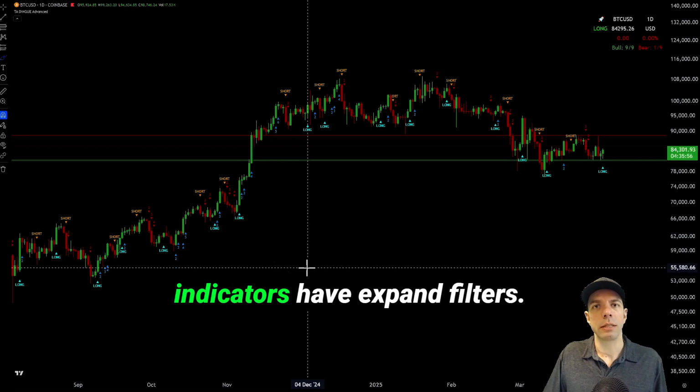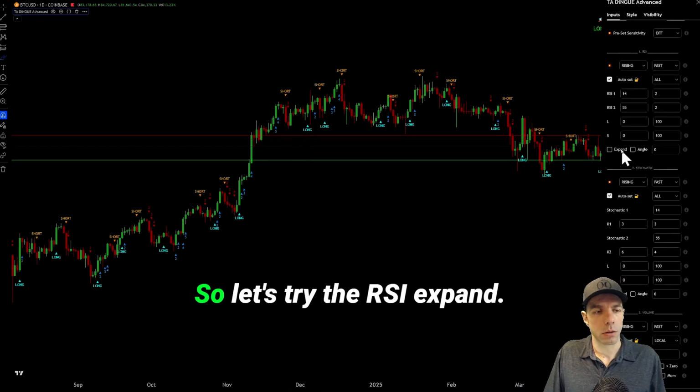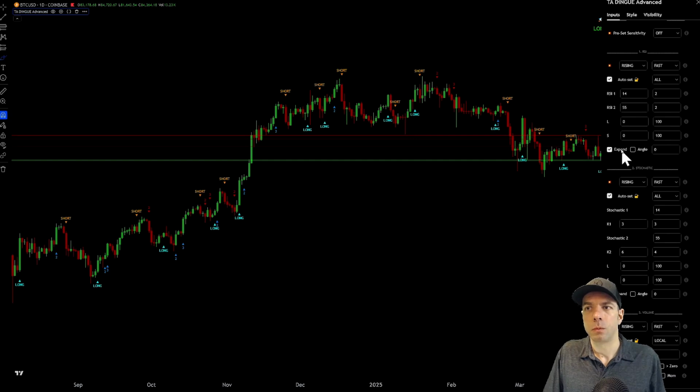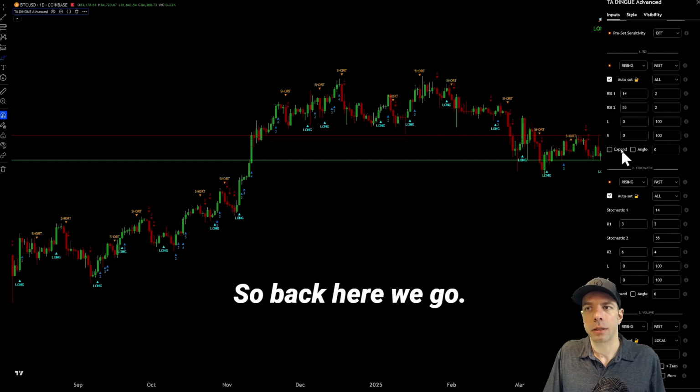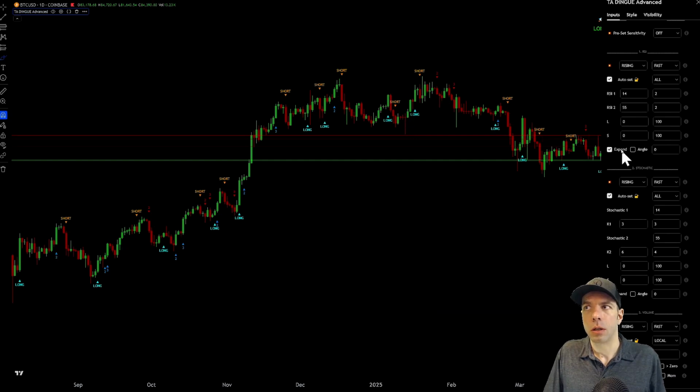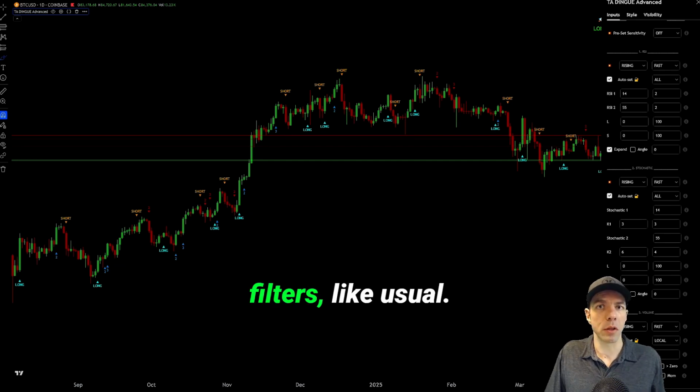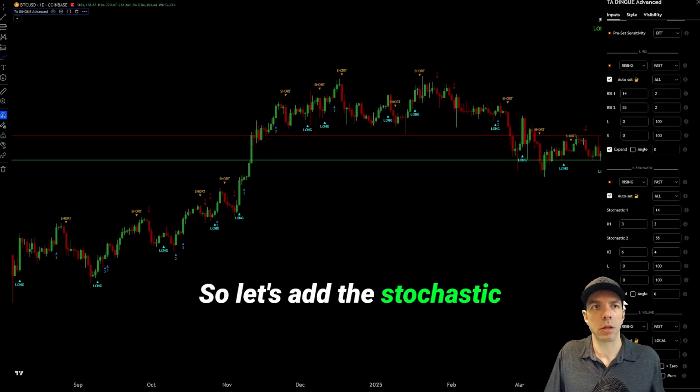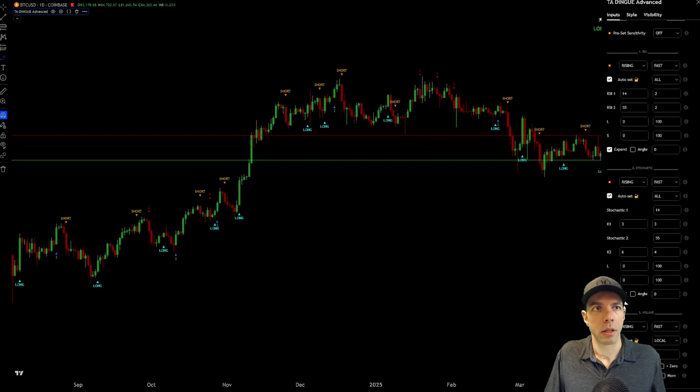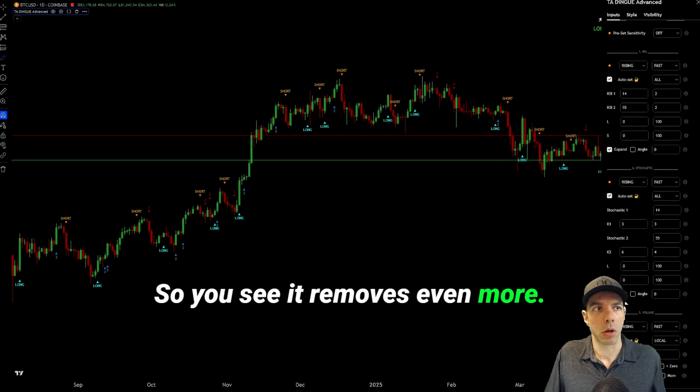So most of the indicators have expand filters. So let's try the RSI expand. So back, here we go. You can add multiple filters like usual. So let's add the stochastic filters on top of it. So you see it removes even more.